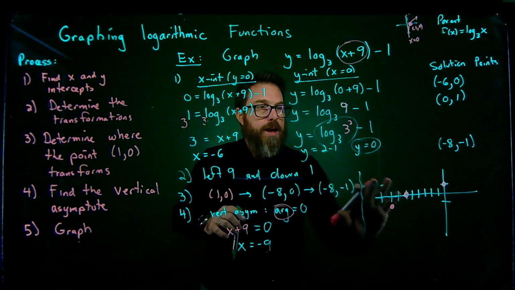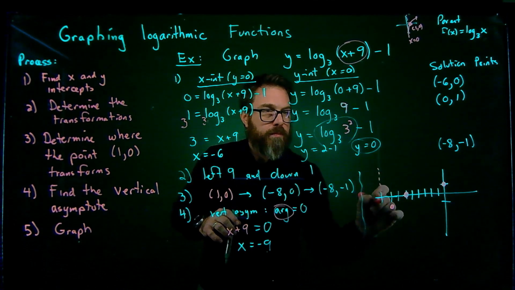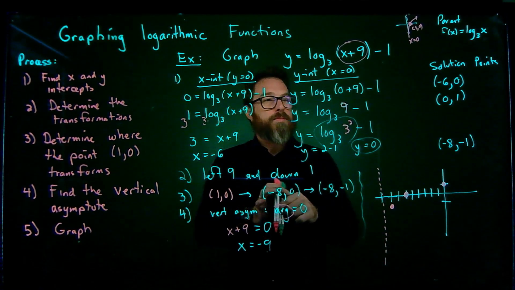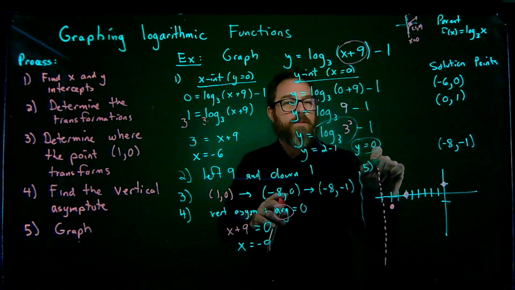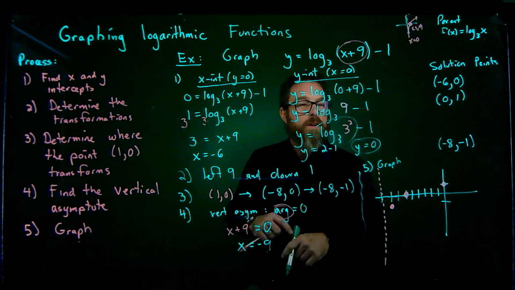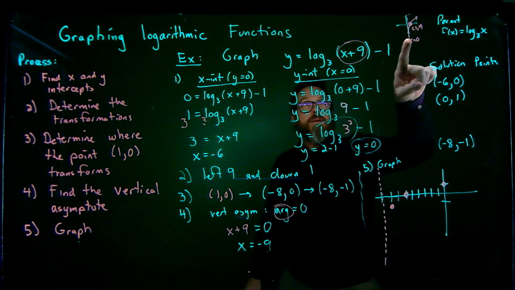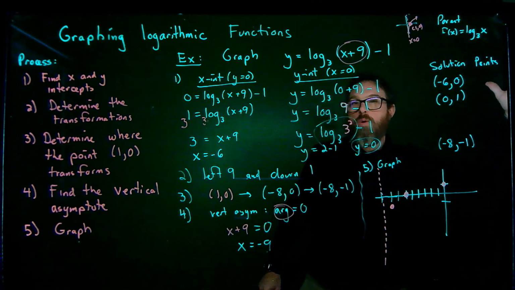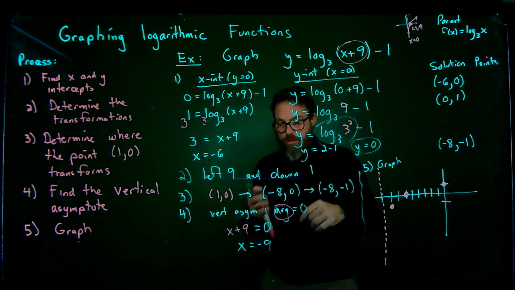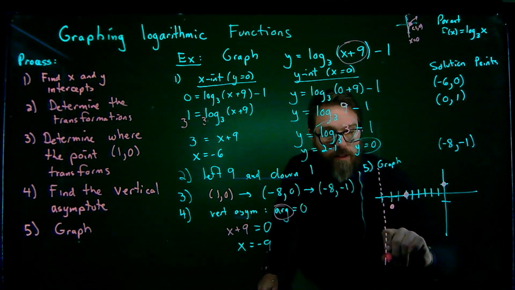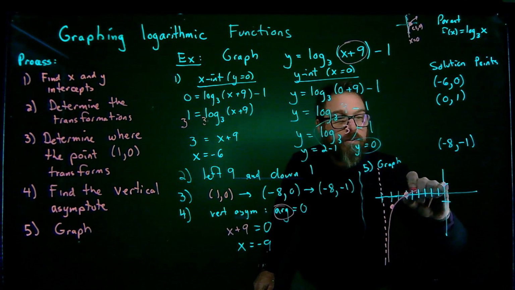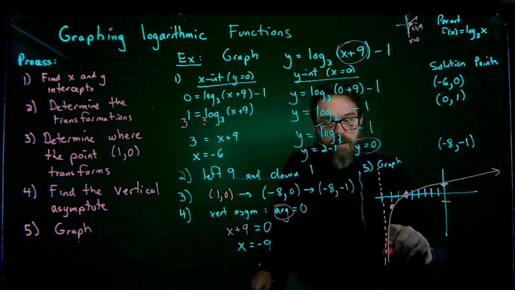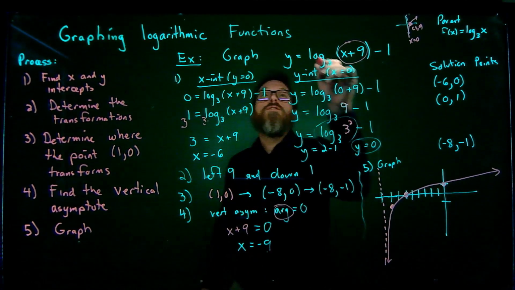I'm going to erase that 5 and fix that. So again, remember that the parent function for logarithms is doing this. So we're talking left 9, down 2. So we can see that it looks like this. That is our graph for this logarithm.